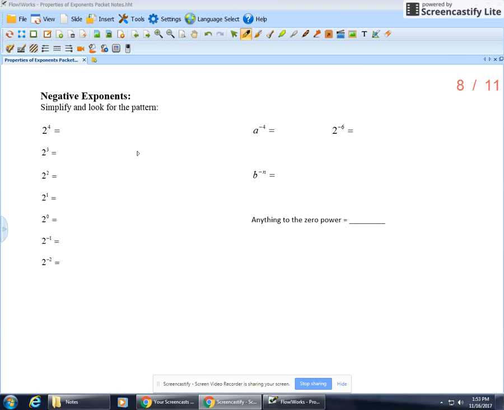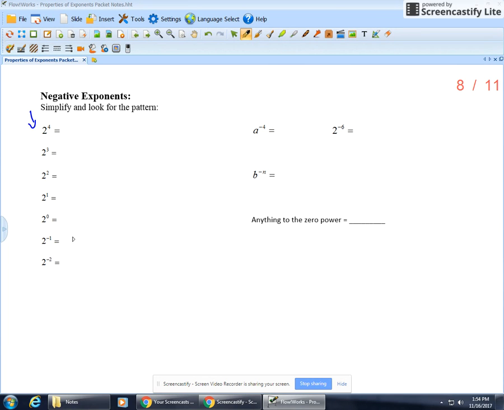Okay, so now we're going to talk about negative exponents. We're going to talk about what negative exponents are and how we could rearrange negative exponents. So on your own, fill in this piece right here. Just go to your calculator and type these in and see what you get and fill those in. Okay, good. Now what we're going to look at is how we can simplify negative exponents.